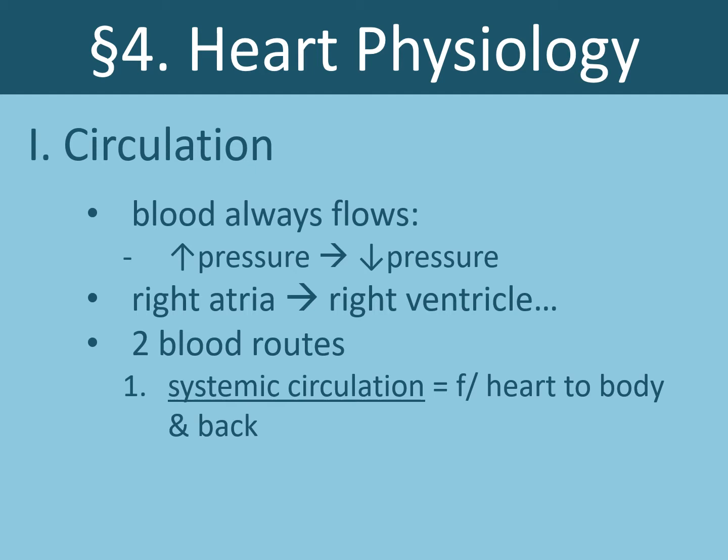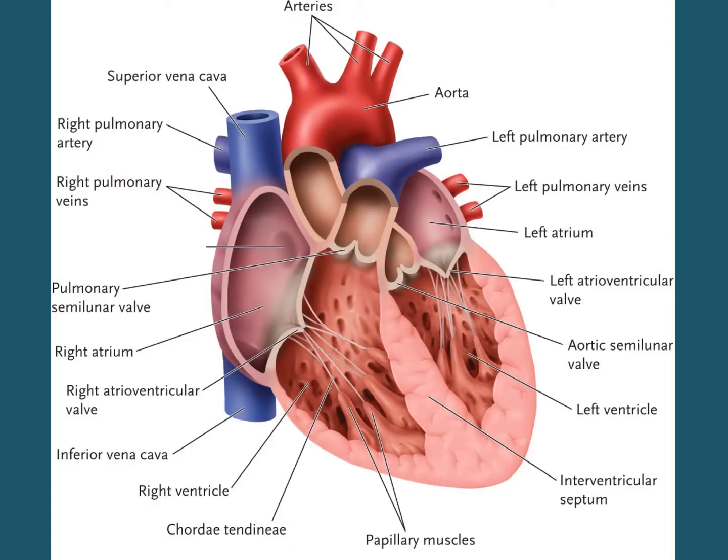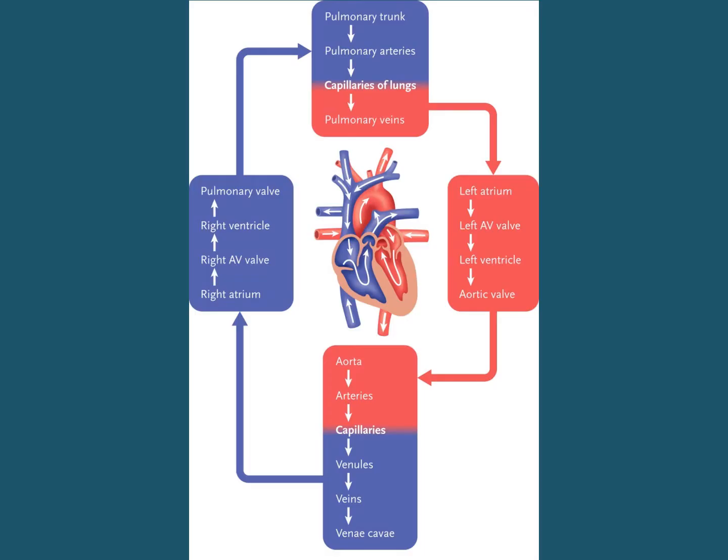As mentioned, the flow of blood is divided into two routes or circuits. Systemic circulation is the flow of blood from the heart to the tissues of the body and back, whereas pulmonary circulation is the flow of blood from the heart to the lungs and back. I've included this diagram just to emphasize that you should know all of the structures that are shown here. If you don't know these, take a moment to review until you feel comfortable with all of these parts of the heart. Here's a diagram showing the flow of blood through the heart.